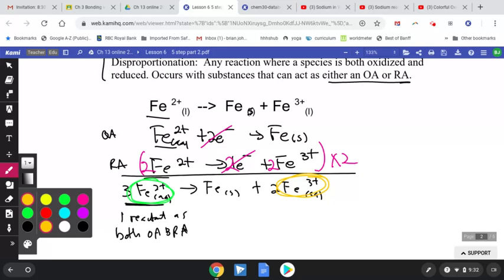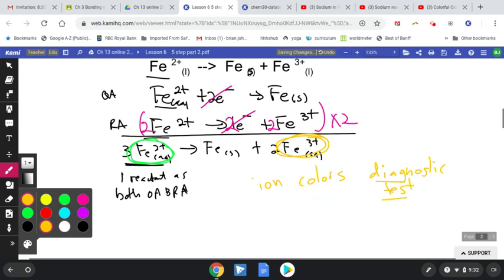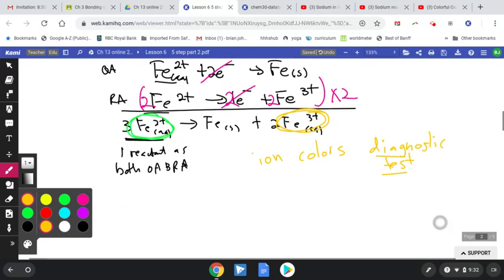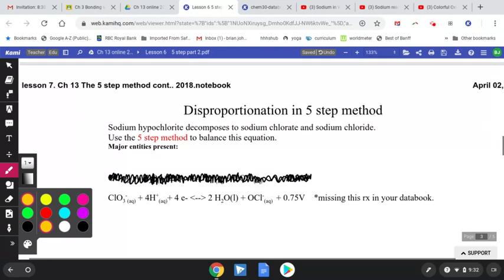So that would be our diagnostic test for that one. Color changes of ions. Ion colors for diagnostic. You will get some test questions where you're given a reaction and some lab results. The color changes would help you to identify the ions or the POP test.